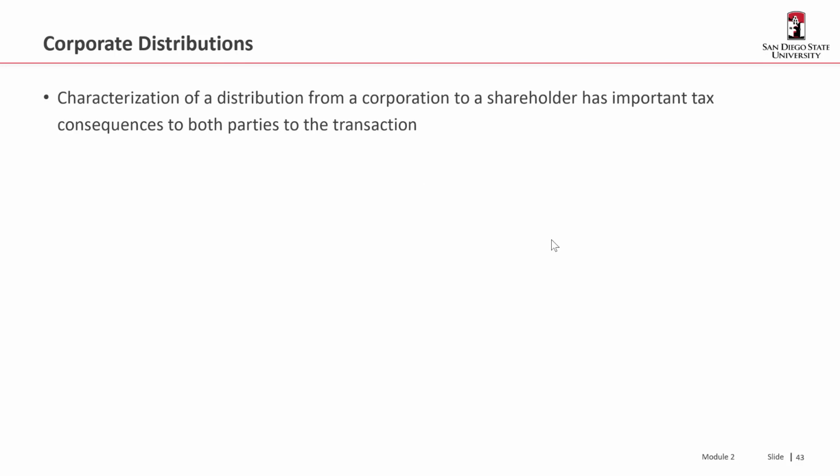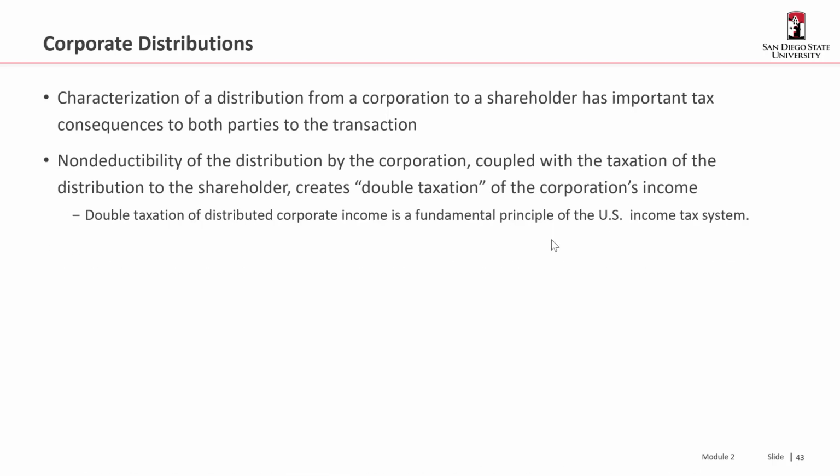So the characterization of this distribution has important tax consequences, right? Because obviously it's non-deductible, no doubt there. But to the extent it's a dividend, it's taxed twice. To the extent it's return of capital, it's not taxed at all. And to the extent it's treated as capital gain, it's taxed as a capital gain.